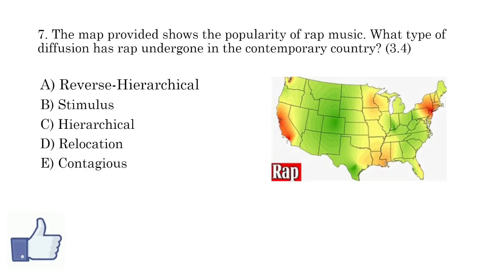Number 7, the map provided shows the popularity of rap music. What type of diffusion has rap undergone in the contemporary country? Contemporary just means modern. So we can see here that rap music is more popular in urban areas on the east and west coast. And so it's probably started in urban areas, in these really developed cities like Los Angeles and New York. And when it diffused from urban areas to more rural areas like the central United States here, that's going to be hierarchical diffusion because it's a top-down method of diffusion.